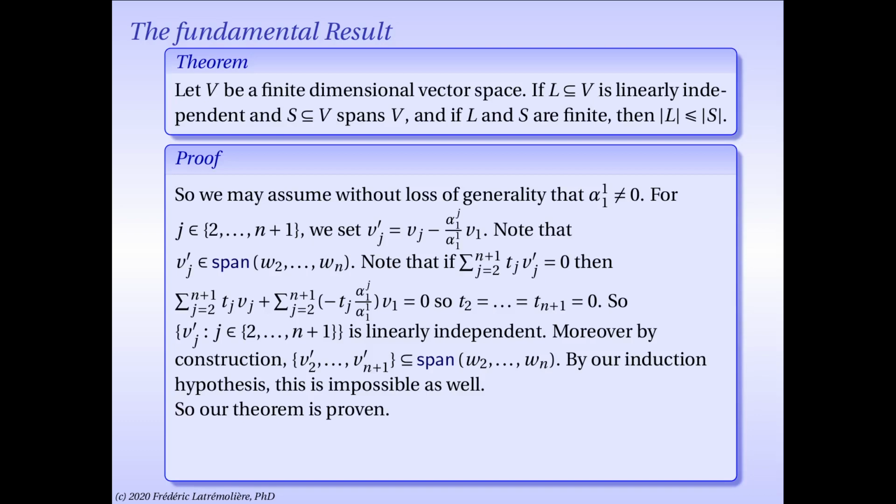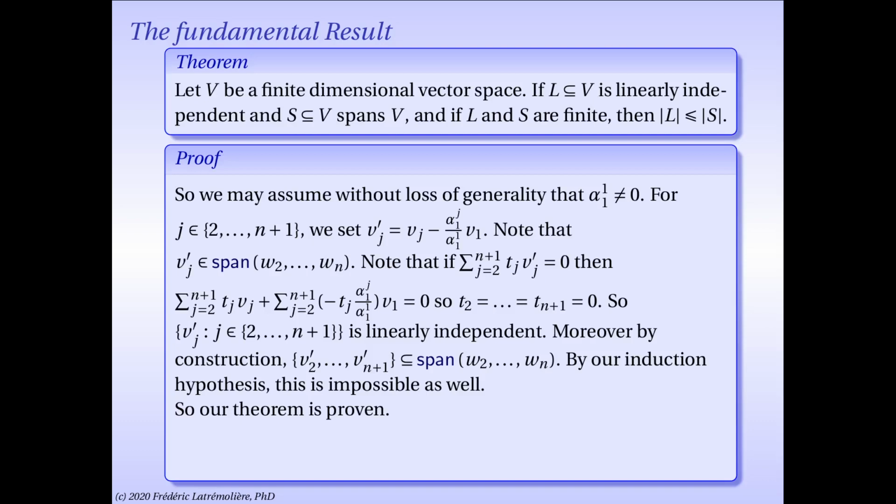Moreover, notice that if you take a linear combination of the v prime vectors which is equal to 0, then up to replacing v prime j by its expression in terms of v sub j and v1, you see that we obtain a linear combination of the vectors v sub j, and they are linearly independent, so we can conclude that the coefficients of our linear combination of the v primes must all have been 0. So the collection v prime j for j between 2 and n plus 1 is linearly independent.